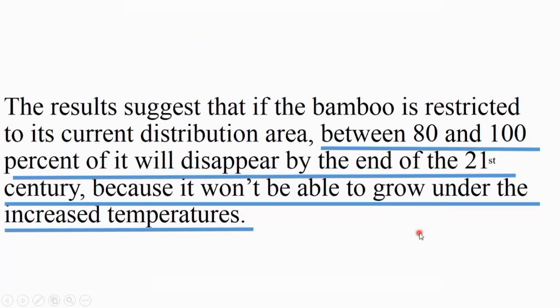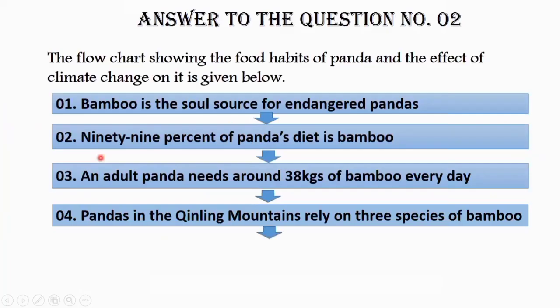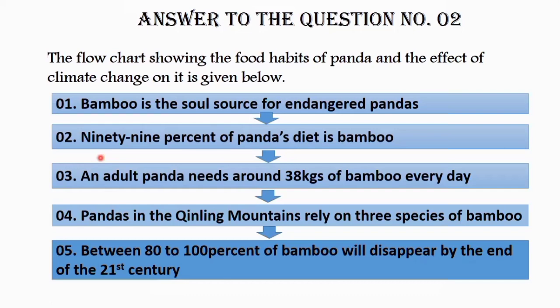Next information, between 80 and 100% of it will disappear by the end of 21st century because it won't be able to grow under the increased temperatures. We have 2 informations over here, the future or the effect of climate change on bamboo. And 80 to 100% of it will disappear. Of what? The bamboo species. So let's write that information first. Between 80 to 100% of bamboo will disappear by the end of the 21st century.